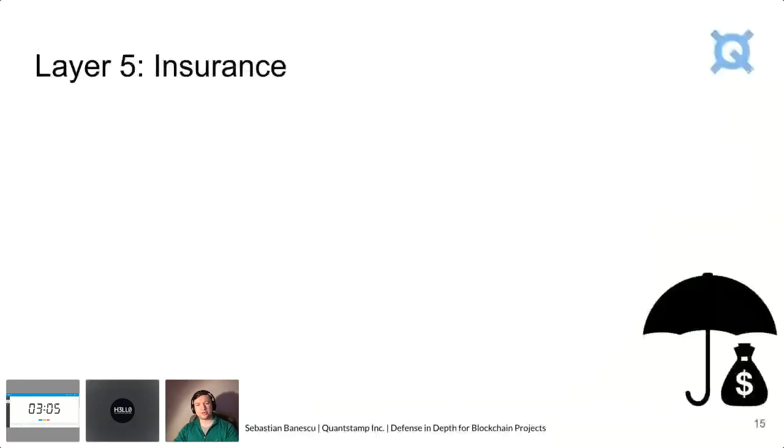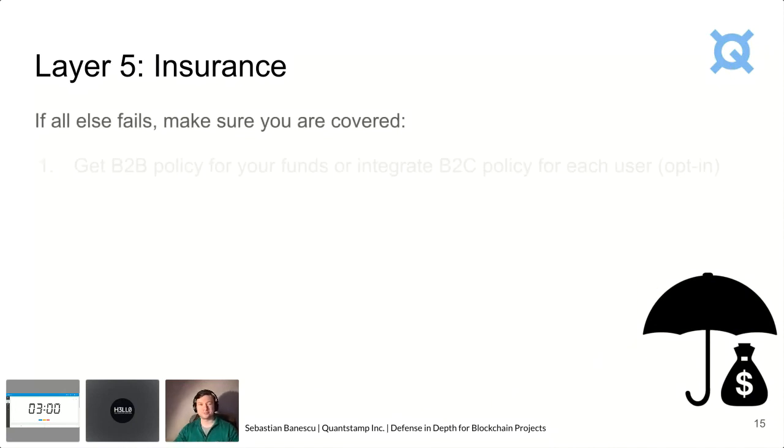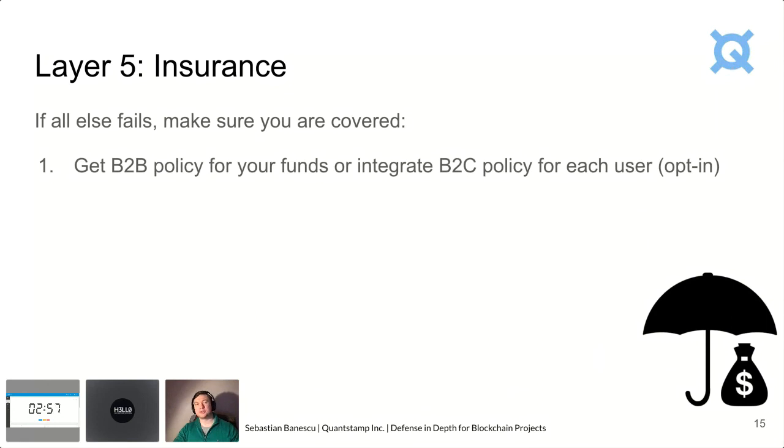The last layer is insurance. In the case of insurance, if all else fails, you should make sure you're covered. Here you can decide whether you want a business-to-business insurance policy where all of your funds are insured, and in case of a hack, you are responsible for distributing the proportional amount of funds to your end users. But better yet, you can do a business-to-customer policy where each of your end users of a DApp is able to opt in to buy this policy when they deposit funds or provide liquidity, or they can decide not to buy it.